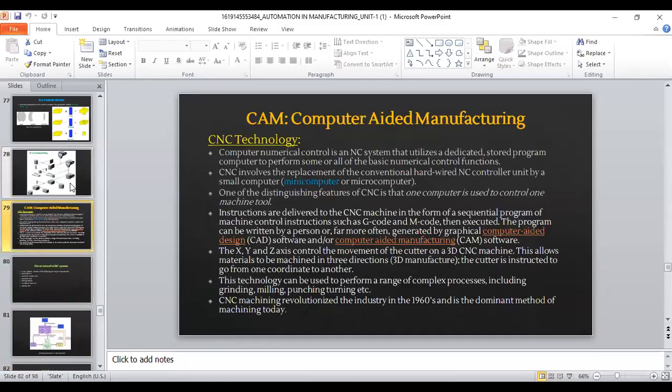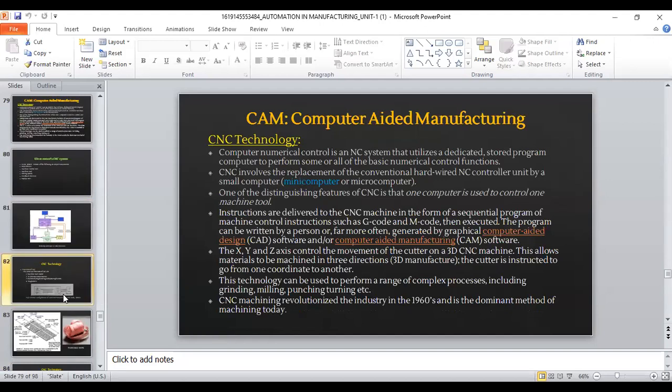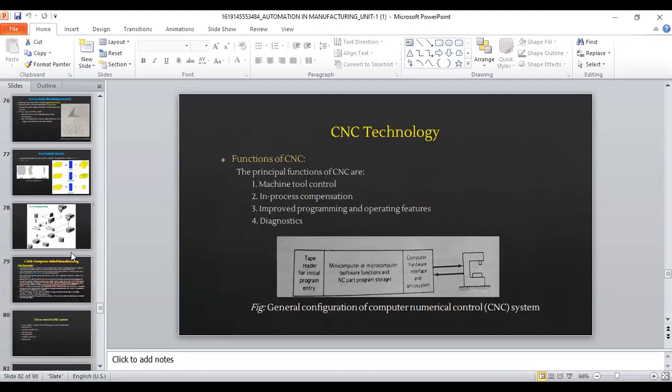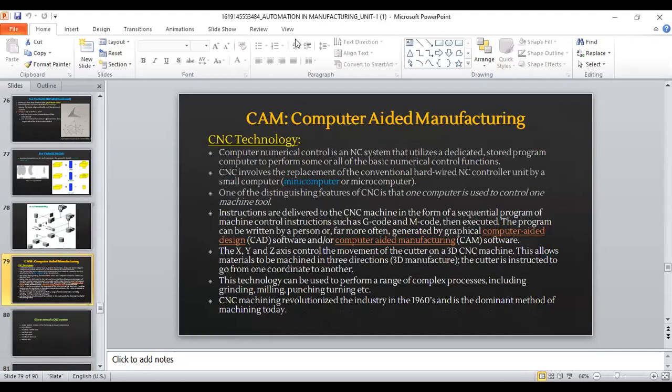Yes. Anyone wants to summarize? We saw CNC technology, right? That comes under the domain of CAM. If someone was trying to say something.